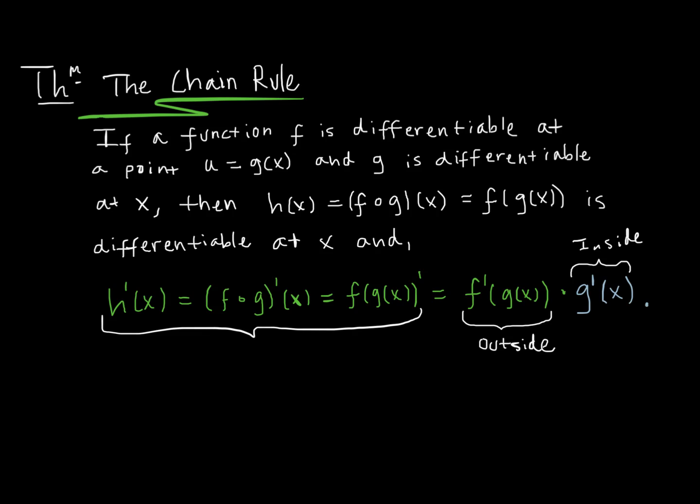And what I do is when I see this composition, I take the derivative of the outside as if the inside were the variable, and then I take the derivative of the inside and I multiply those two together, and that will give me the derivative of the composition as a whole. Let's go ahead and take a look at a quick example before I give you a couple to try.